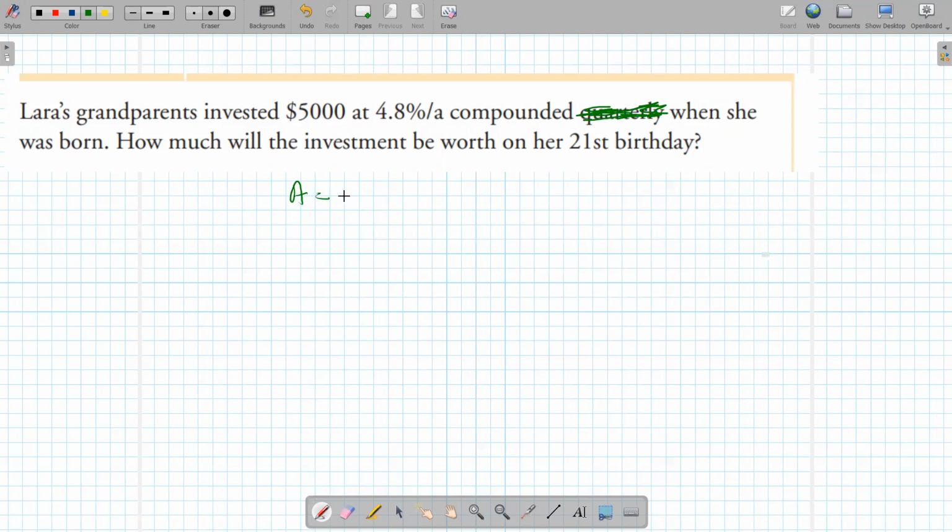So the formula for compound interest is amount equals the principal times (1 plus i) to the power of n. What do we know here, and what are we looking for? Which variables do we know and which one are we looking for? P is 5,000. What else do we know?